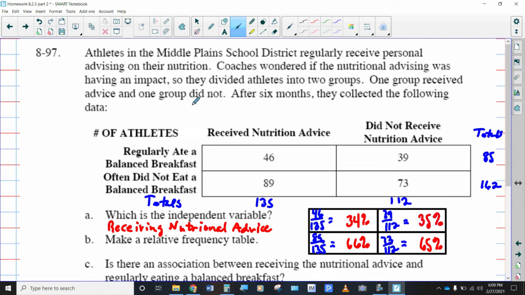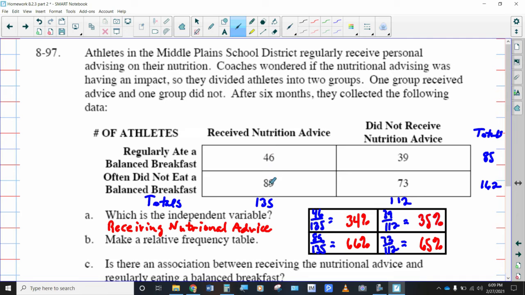Okay, so what do we need to do here? It says number of athletes. All right, so regularly ate a balanced breakfast and often did not eat a balanced breakfast. So let's check and see what the percents are. We're going to have whether they received the nutritional advice as the independent variable. So we're trying to see how that affected their eating habits.